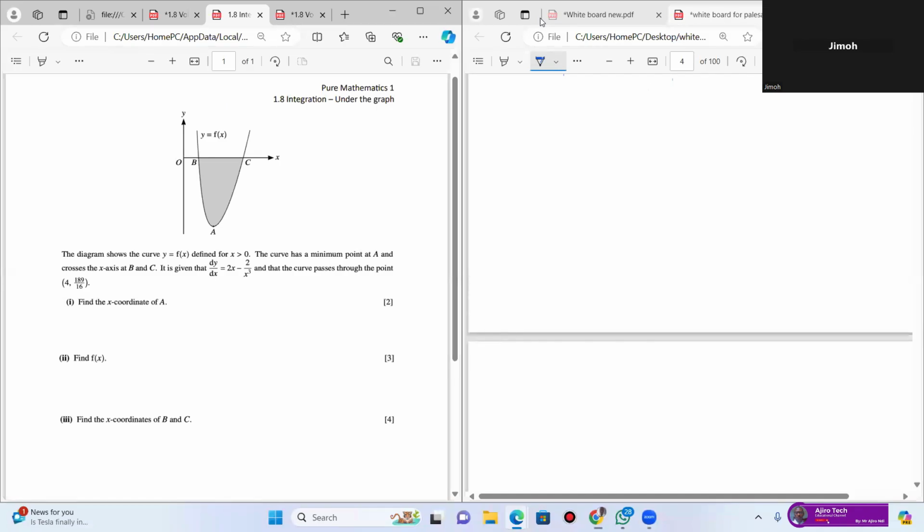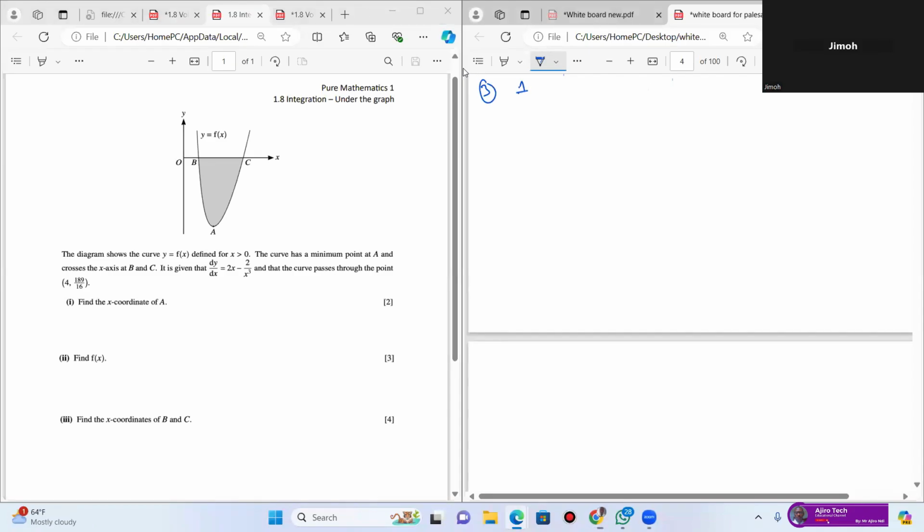Now, dy/dx at A equals 0. So since we're already given dy/dx, we can just equate it to 0.